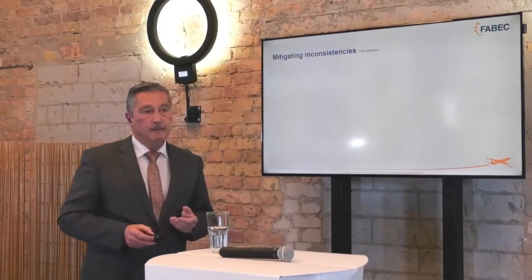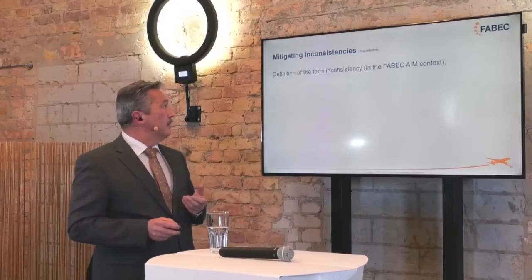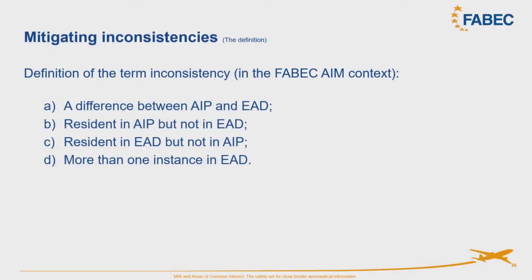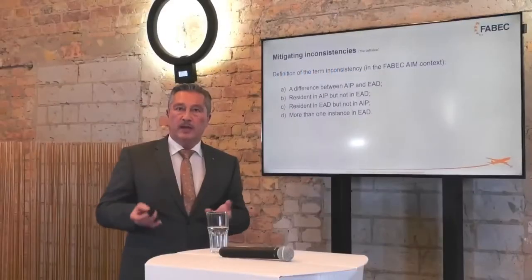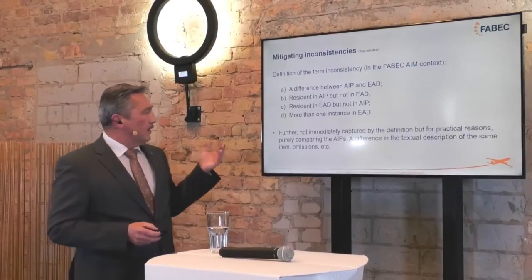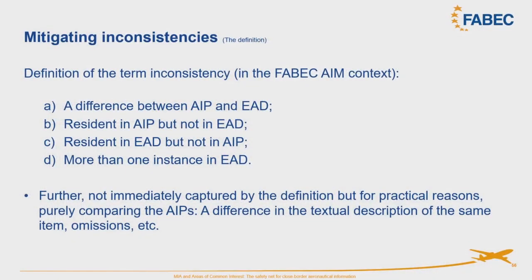Again, we're looking at cross-border data. We came up with 4 different types. In principle, it's either a difference between the AIP and the EAD. The data is resident in the AIP but not in the EAD. The data is resident in the EAD but not in the AIP, the opposite to the previous one. Or there's more than one instance in the EAD. As said, these were the main classes which we need to attack. And in addition to this, in order to cater for textual differences, in case not immediately captured in here, if there's a difference in descriptions of the same item, omissions and so forth, this should be an inconsistency as well. The latter ones are often very minor ones, so they're not that important.